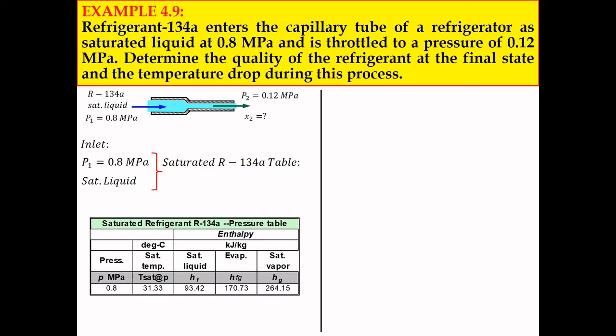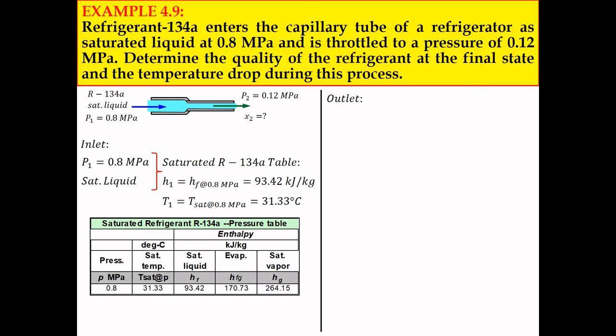Okay, based on the saturated refrigerant pressure table, we can determine the value of H1, where H1 equal to Hf at 0.8 megapascal equal to 93.42 kilojoule per kg, due to the phase for state number 1 being saturated liquid. And the temperature for state number 1, T1, will be equal to T saturated at 0.8 megapascal, which is equal to 31.33 degrees Celsius, and we can obtain the value from the same table.